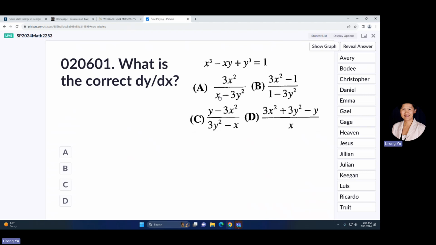Okay. So we've been doing implicit differentiation. So today, let's make a question. We'll practice implicit differentiation in this question.